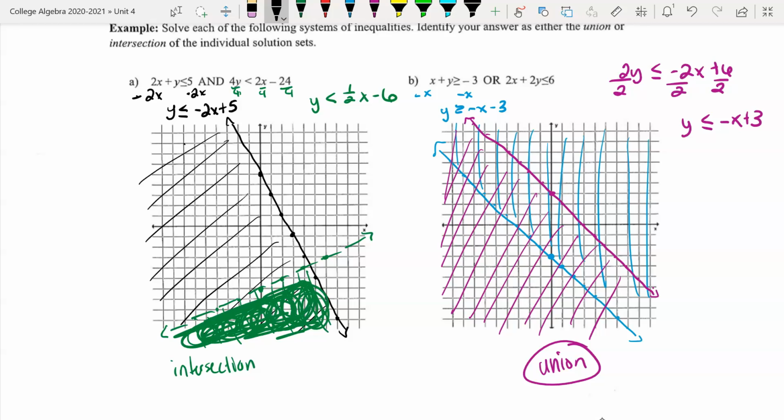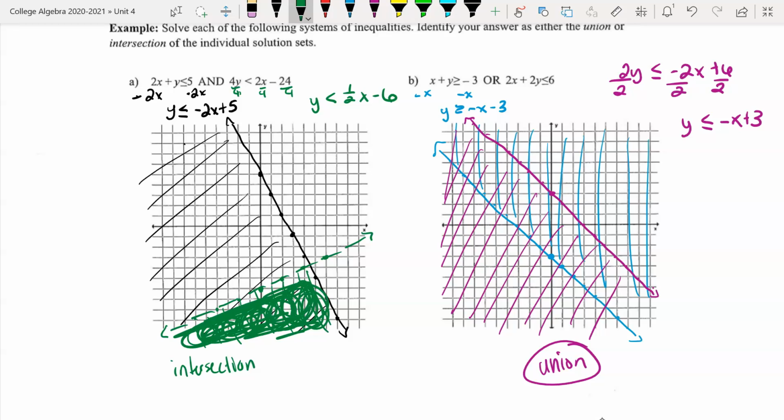Now in the green, if you look at your equation, I need to divide everything by 4. Well, that's 2 over 4, which is the same as saying 1 over 2. So I went ahead and simplified my fraction for my slope. And I get negative 6 as my y-intercept. So I graph that. That's the green line. It's dashed. And I shaded below because it's less than. Or you can use the test point.